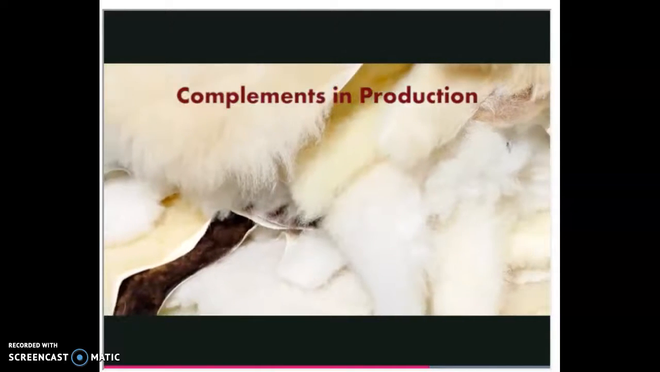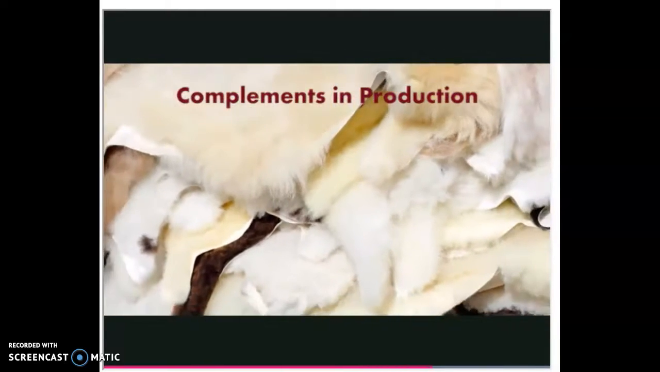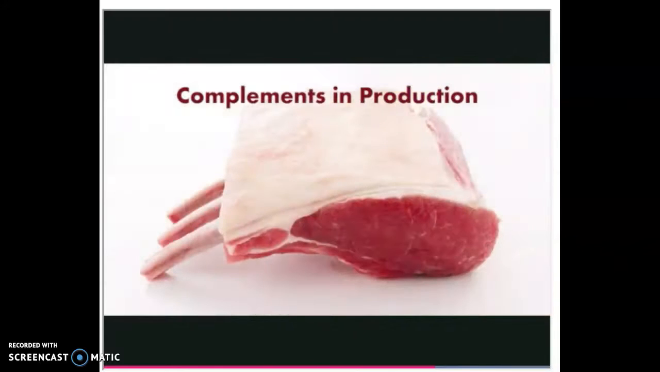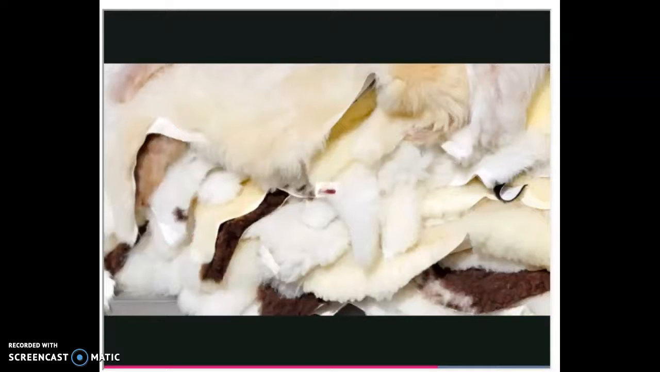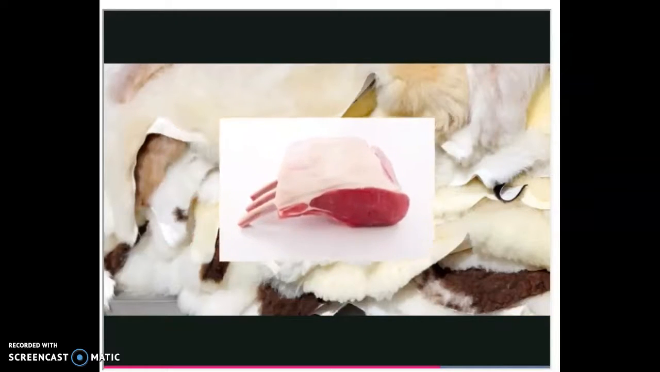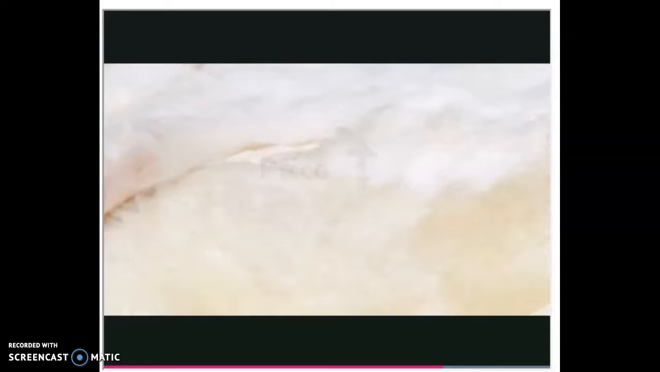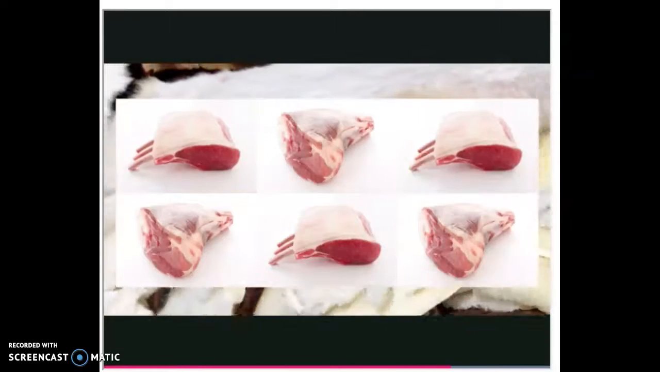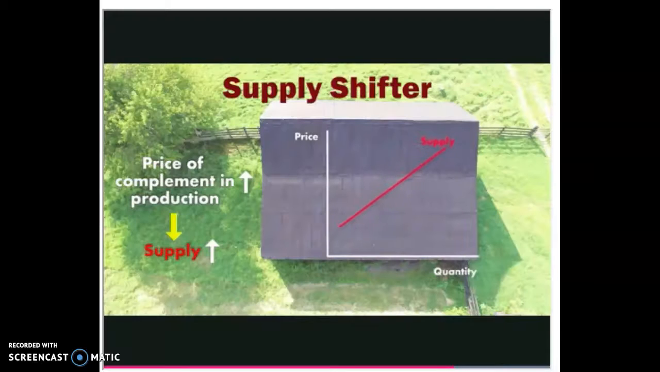Complements in production are goods that are produced together, such as sheepskins and sheep meat or mutton. If more sheepskins are produced, more mutton is available. So if an increase in demand raises the price of sheepskins, the resulting increase in sheepskin production will increase the availability of mutton. That is, if the price of a complement in production increases, the supply of the good increases.